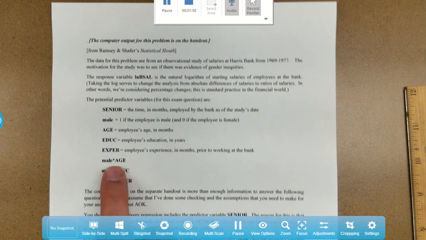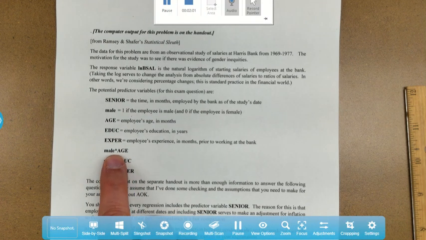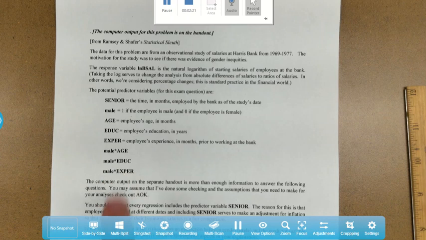Maybe it's age, but maybe older males could have higher salaries, or educated males. So it may not be at the lower level of the bank, like the bank tellers. Maybe they're all making the same money, but males who have a higher education might have a higher salary than males with more experience. So these are the types of interactions. You could say you just can't compare males and females. Maybe you need to look at their education or experience to determine how their salaries vary.